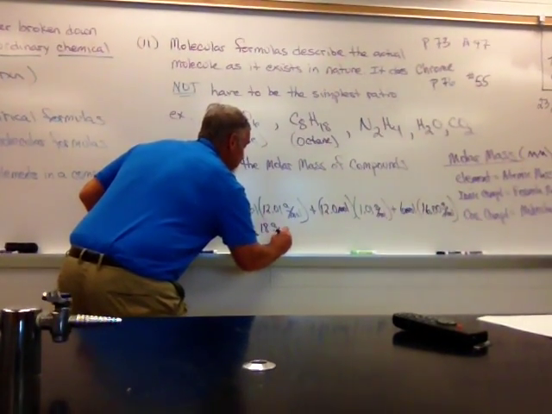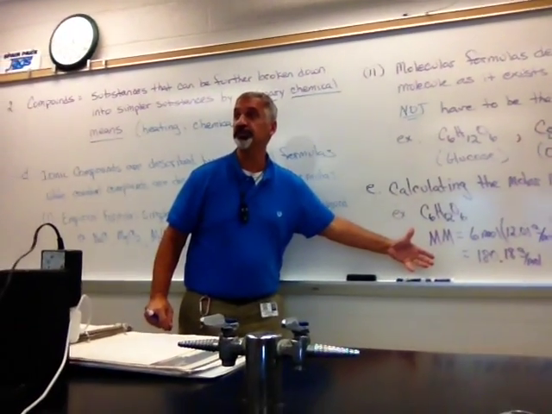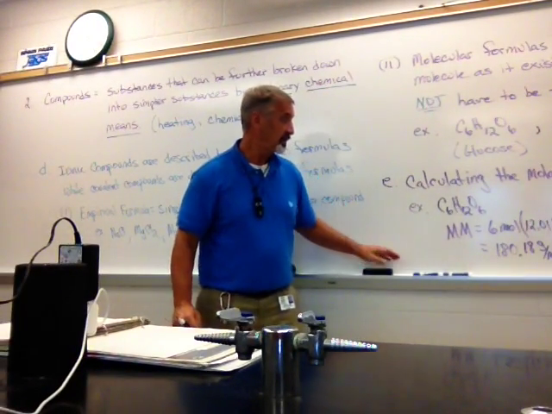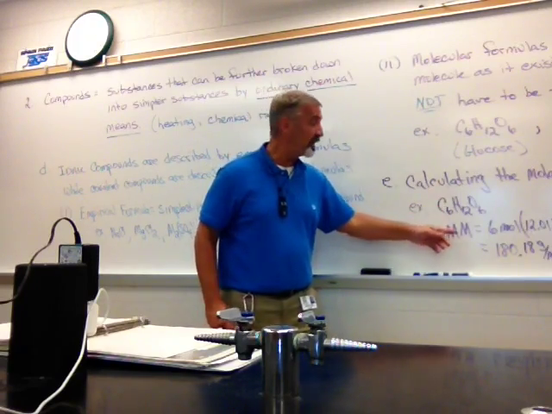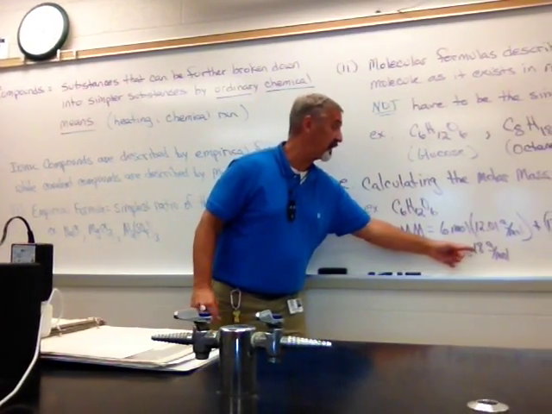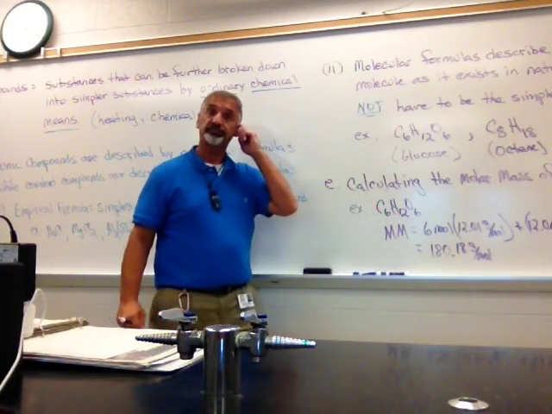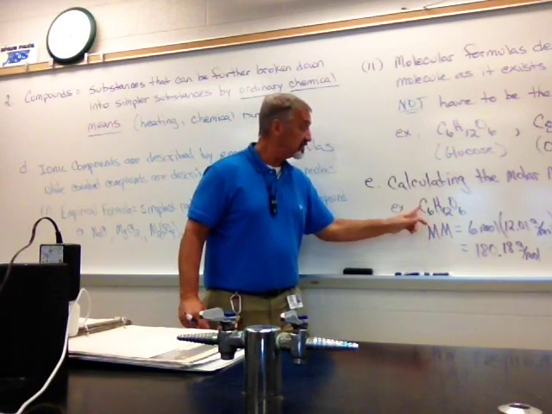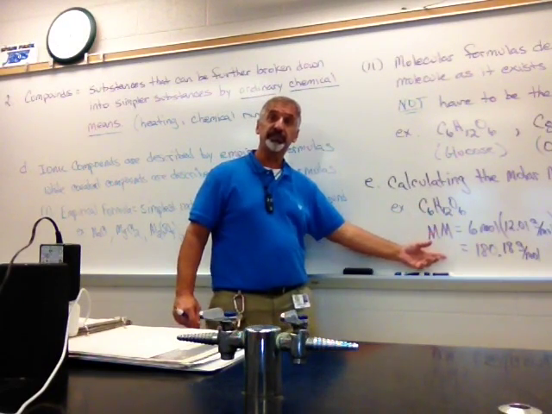180.18, and that's grams per mole. So if I have about 180 grams of glucose, it's grams per 1 mole of this. The moles do all cancel out, so it's grams, but it's per 1 mole of the glucose. So if I have 6.02 times 10 to the 23rd molecules of glucose, I'm going to have 180 grams.